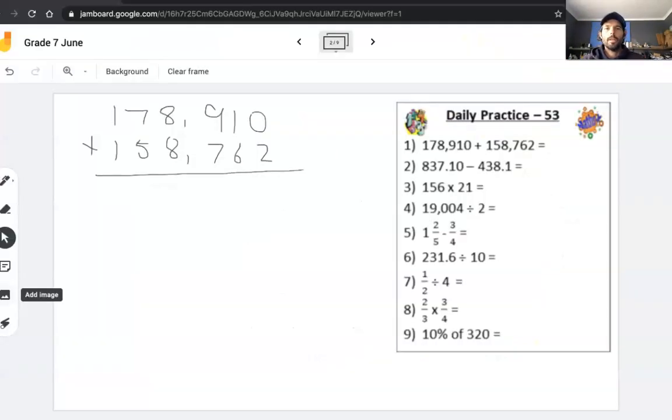One is the addition of decimals, and let's just have a quick chat about this. So it's 178,910, so we know it's 100, it's 70, it's 8 units, it's 9 tenths, it's 1 hundredth and 0 thousandths. That's if I had to expand that number. And 158,762 is 100, 50, and 8 units, and then 7 tenths, 6 hundredths, and 2 thousandths.